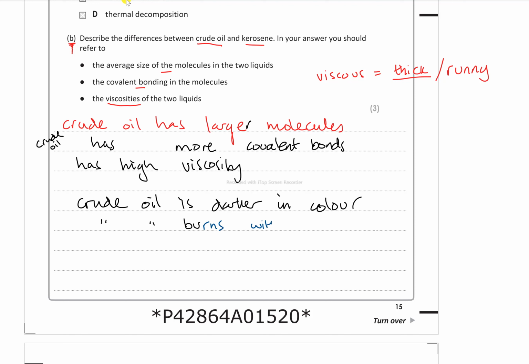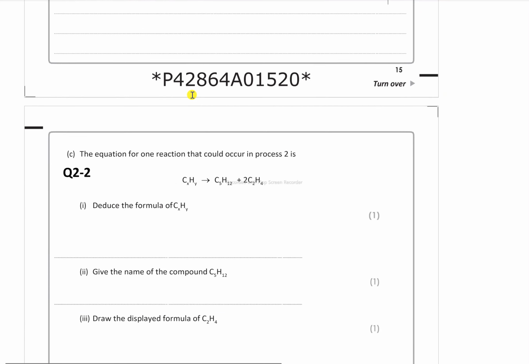Burns with a smokier flame. A smokier flame. So it's got impurities in. Yeah, okay. Just add a few things, it's not going to kill you.